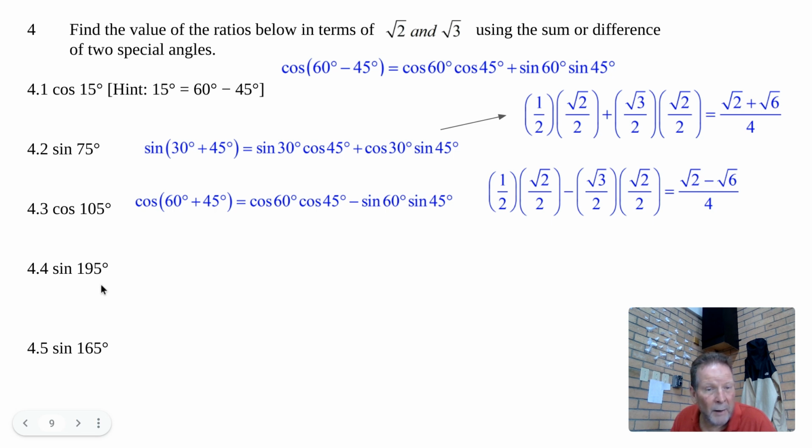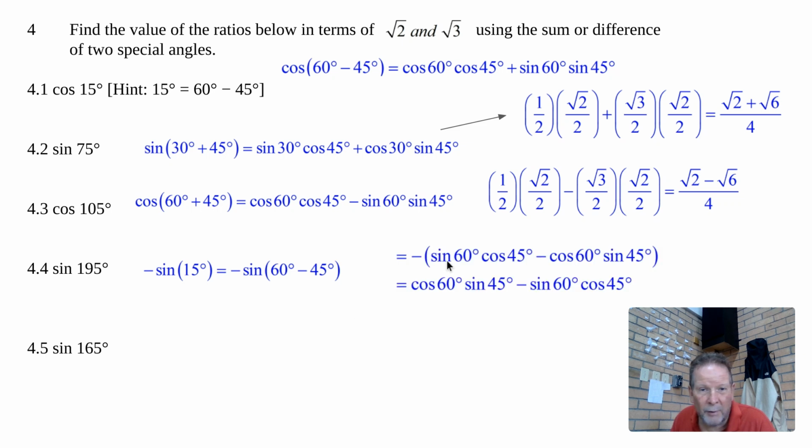Well, it's better there to use the idea of a reference angle and change it. You know that it's 15 degrees past 180. That makes it negative sine of 15. And 15 is really the sine of 60 minus 45. And you just put it in the formula, 60 and 45. I changed the negative here, so I made it positive. Then I put in the numbers and I realized it was exactly the same. The cosine of 60 is a half, sine of 45 is root 2 over 2, sine of 60 is that. Hey, I get exactly the same answer.